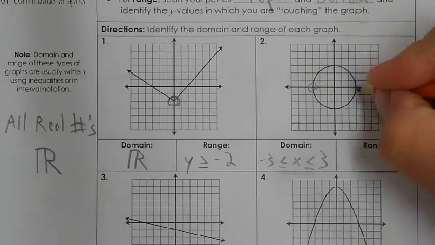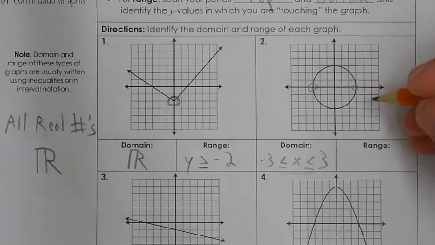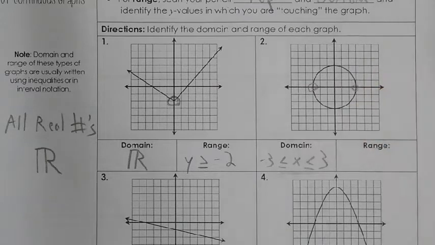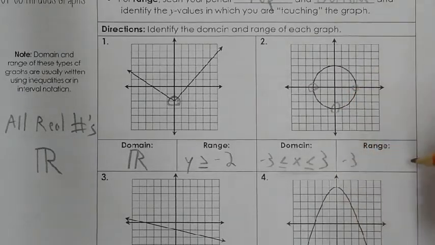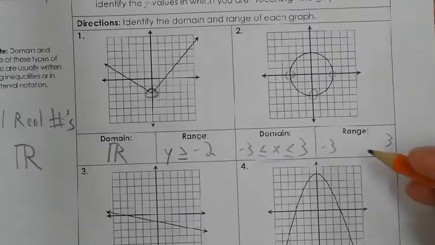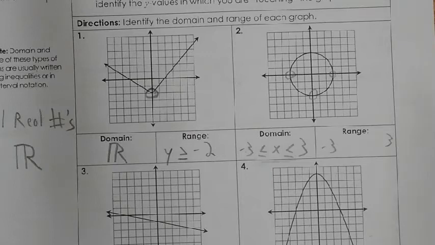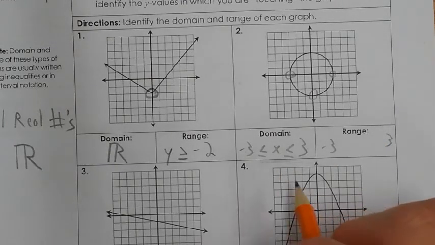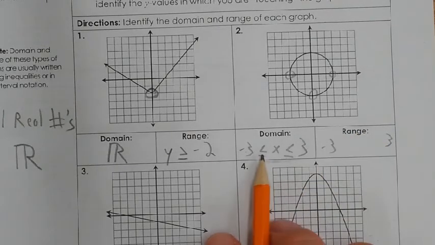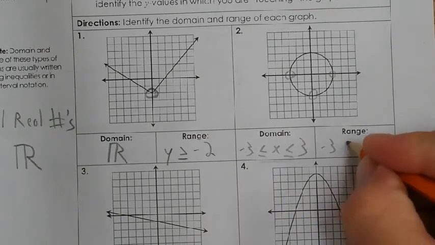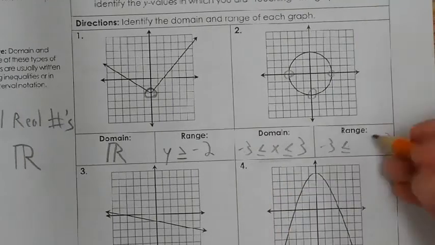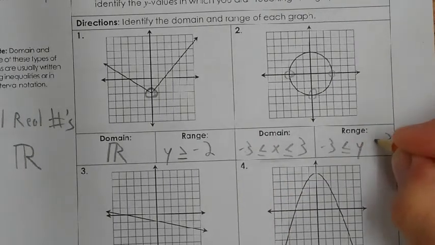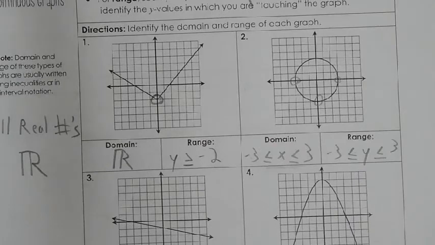So with the range, we're looking at the highest or the lowest number. What's our lowest number? -3. Then what's our highest number? +3. So who has a guess of what the range is going to look like? -3 is greater than or equal to x. Wait, okay. We know it's going to be less than or equal to. Instead of saying x, what does it say for range? Y. Oh, my bad. And then less than or equal to.